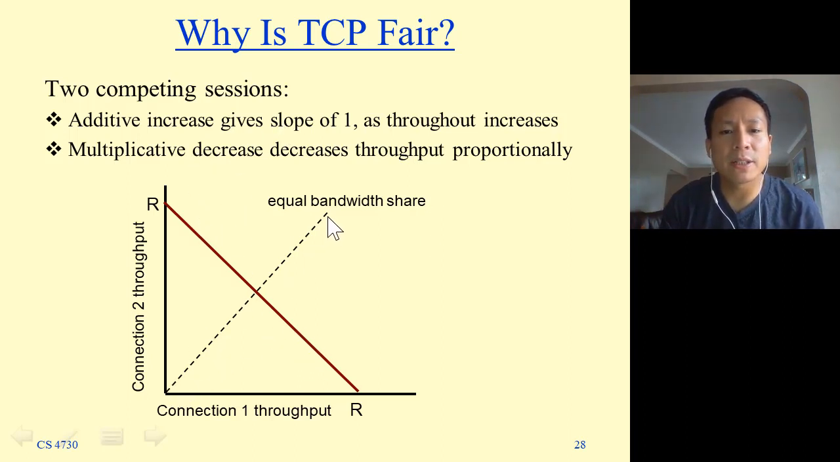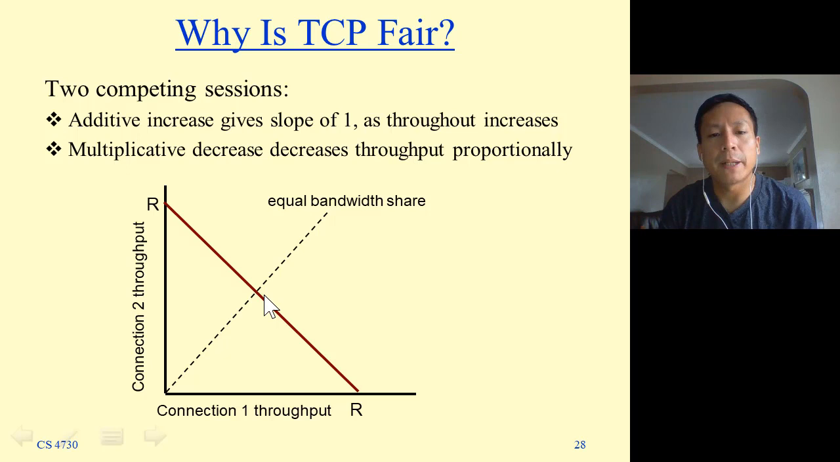And this is a line where both connections have the same bandwidth, right? So our goal is to make sure that the transmission rate ends up somewhere around this line, so that connection 1 and connection 2 will have an equal share of throughput, right? That's our goal, which means that no matter where you start, you want the throughput to end up right here. So how would you do that?